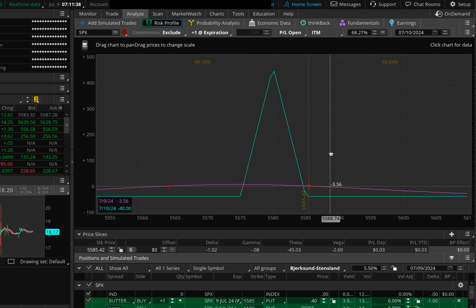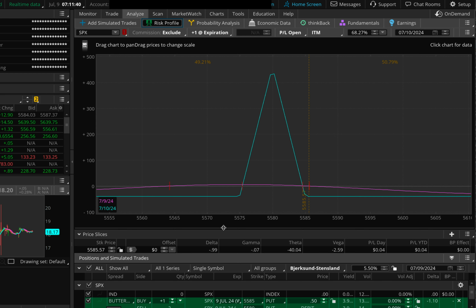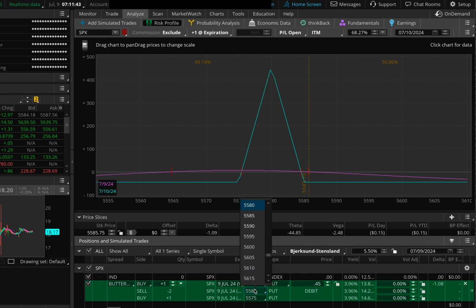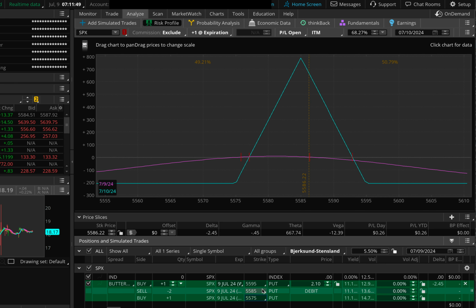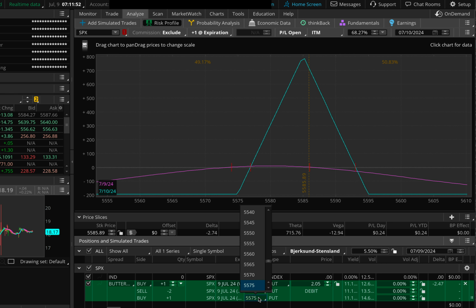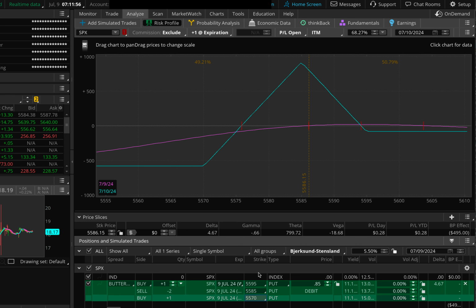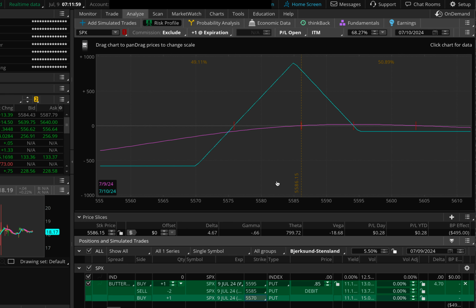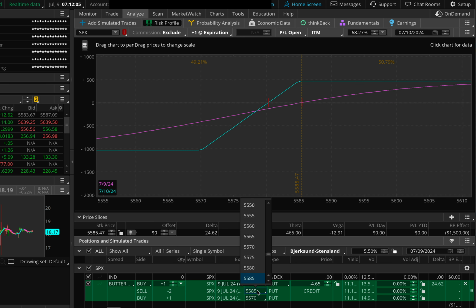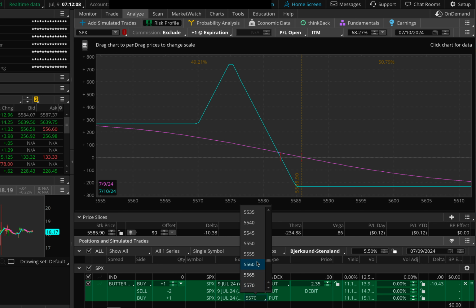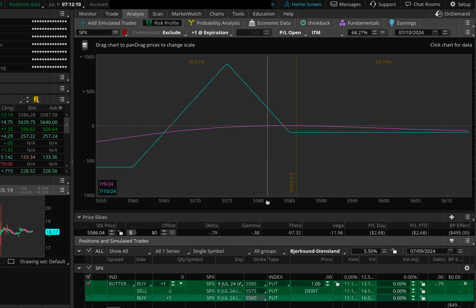So the SPX is trading at 5585. So I'm going to make the middle strike 5585, center it. The upper wing will be 10 points above that, so that's 5595. And then the lower wing will be 15 points. There we go. And then I'm going to shift the whole thing down. So I'm just going to take each of these strikes, go down by 10, 10, and 10. Okay, that gets us a little outside the tent.